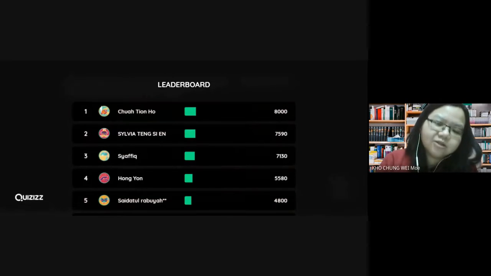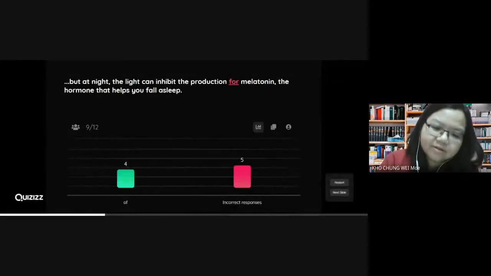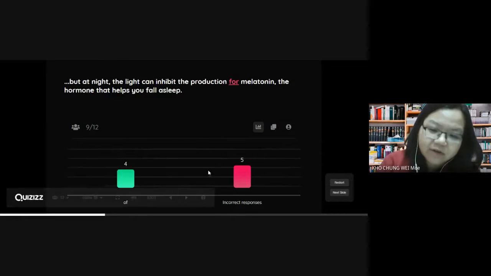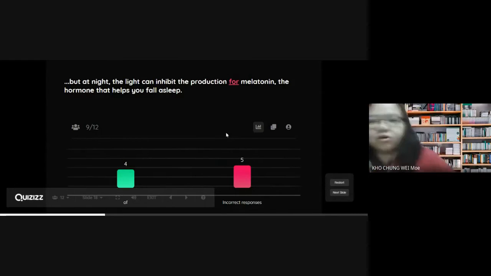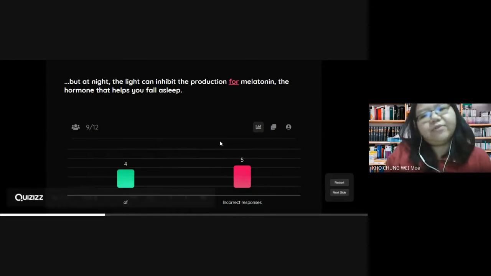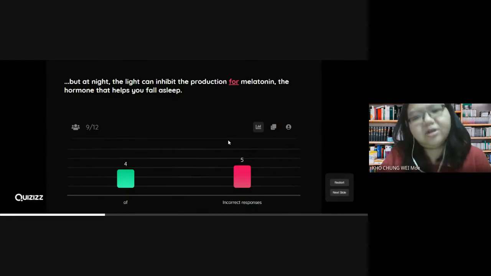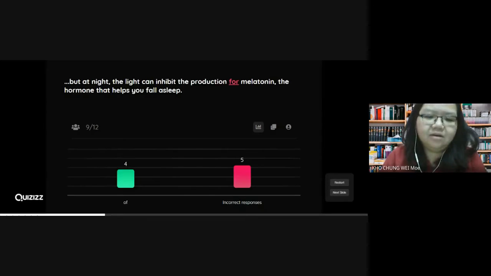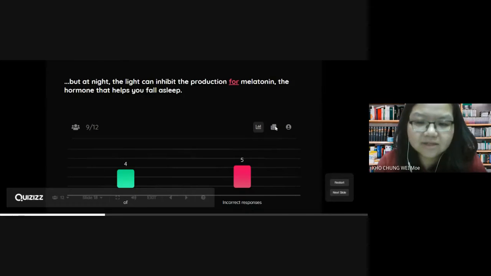King Ho, Sylvia has moved up, Rabuya has moved up, good. Ouch. 5 of you got it wrong, 4 correct, but at least that's 4 who got it correct. That's right. The correct preposition is of, the production of melatonin. So we can talk about the production of milk, the production of tire, the production of something. Okay? So let's see what are the wrong answers.